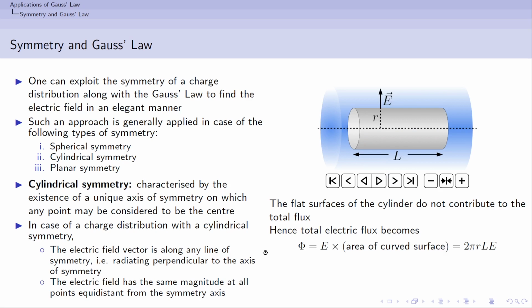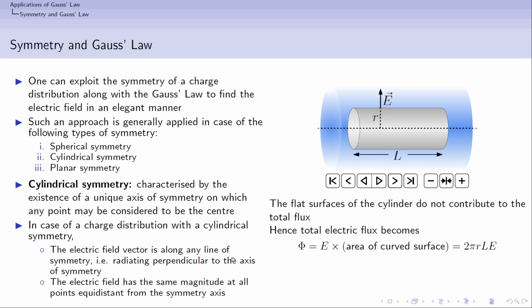So we can find out that the total flux becomes equal to the electric field times the area of this curved surface. And what is the area of the curved surface? It is simply the circumference of the circle times the length of the cylinder. So 2 pi r, which is the circumference of the circle, times the length of the cylinder. So 2 pi r L E.